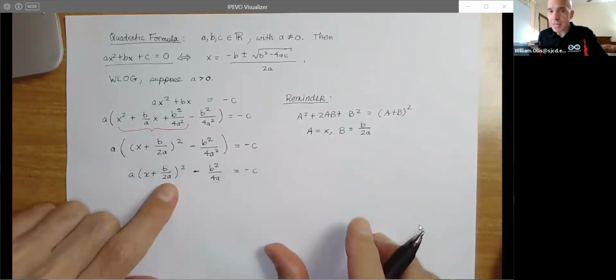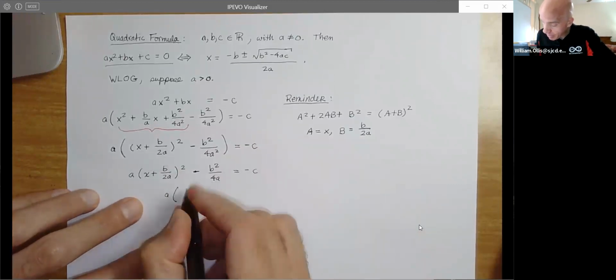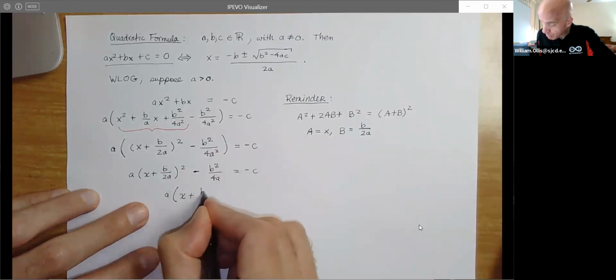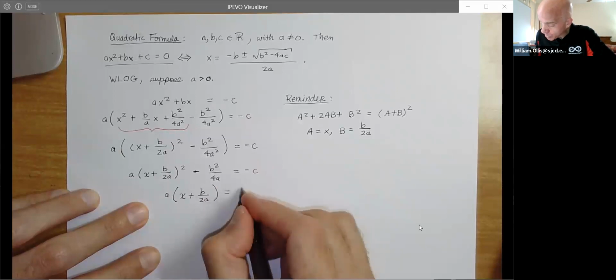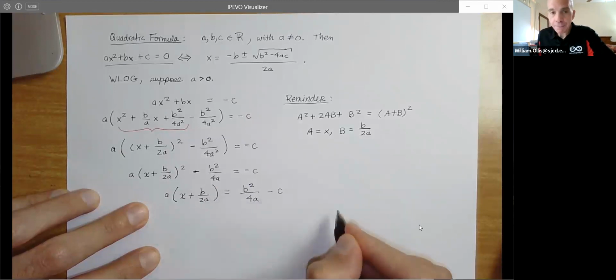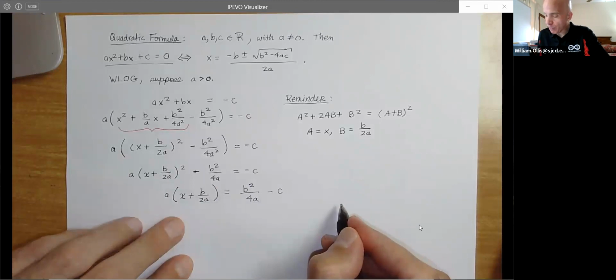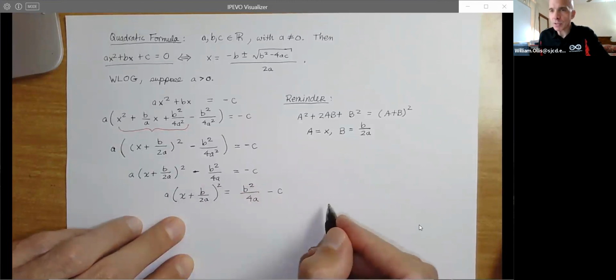So now it looks like we're going to be able to use the square root property. So what we want to do is go ahead and transpose this term. So A times (X plus B over 2A) squared equals B squared divided by 4A minus C. Now this is starting to look very familiar, and let me not forget my square here. One good thing about math is it really does self-correct you. As you work through, just let the math tell you what to do.